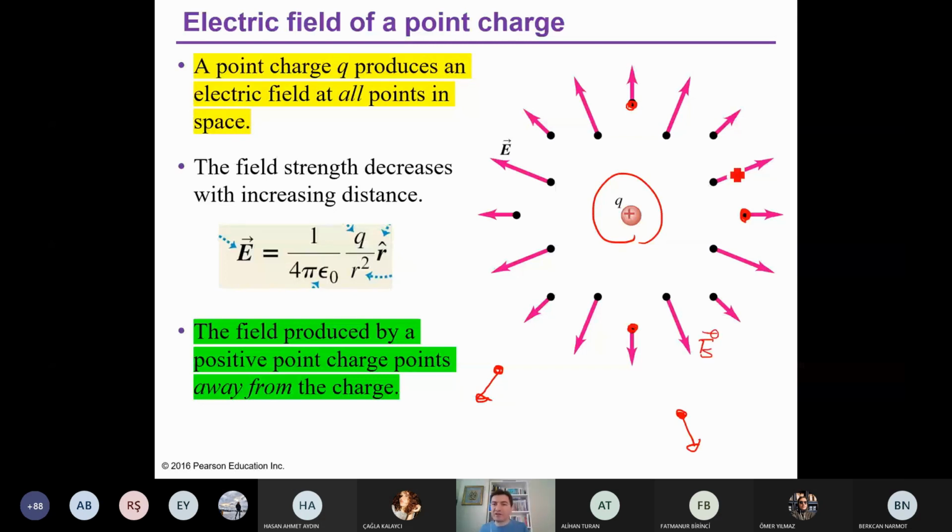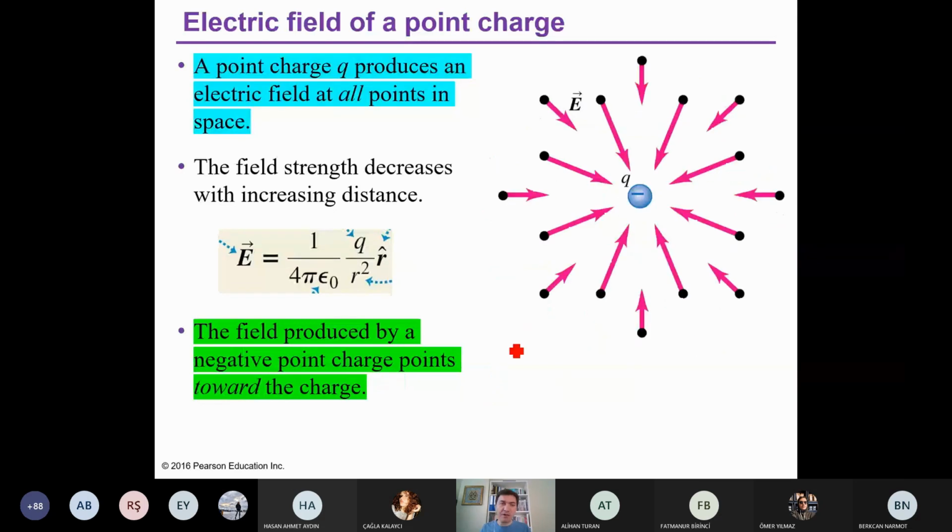So this is the direction of the electric field at any point. Okay, now let's continue with the negative charge. Here we have a negative point charge. And what about the direction of the electric field? This negative point charge produces an electric field around itself in space, and the direction of the electric field at any point points toward the charge, from space to the charge. This is the direction of the electric field produced by this point charge.